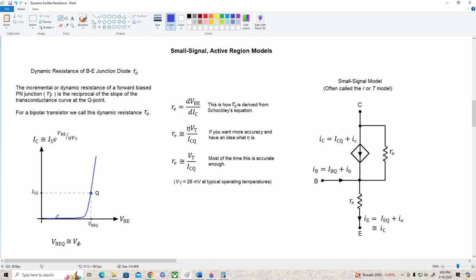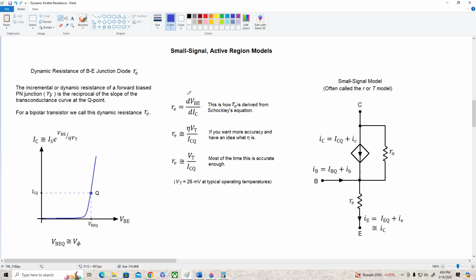The reason is even though ICQ can vary widely, the Q point hardly moves at all on the VBE axis, maybe plus or minus 10 or 20 millivolts, typically at most. So estimating VBEQ as V sub phi is usually accurate enough. Now if we were to draw a tangent line to the curve at this Q point and take its reciprocal, we would have little r sub e.